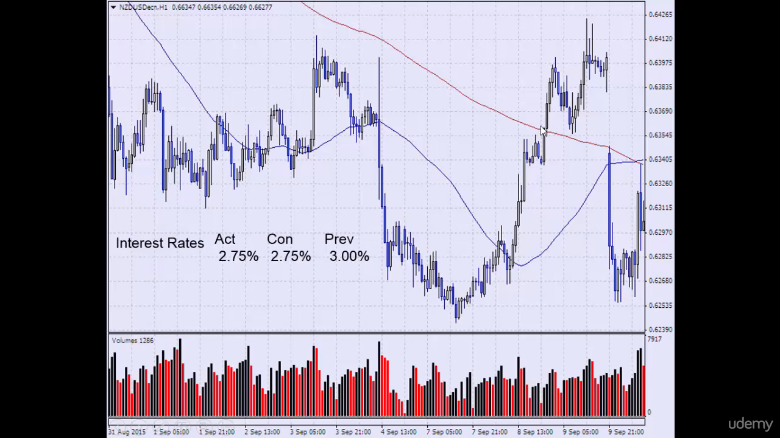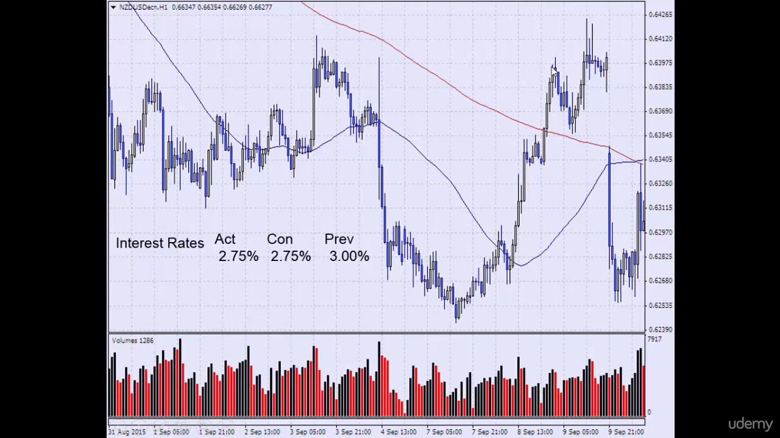Now, we could have sold the market here, but this was the 8th of September, and we prefer to enter the market right before the fundamental announcement, or a couple of hours before the fundamental announcement. So we were looking to enter on the 9th. Right around here is where we look to enter.